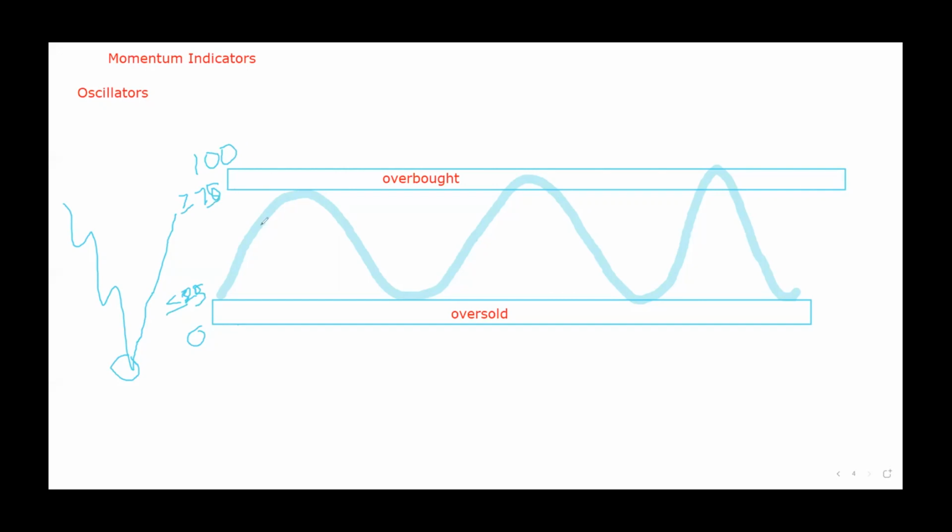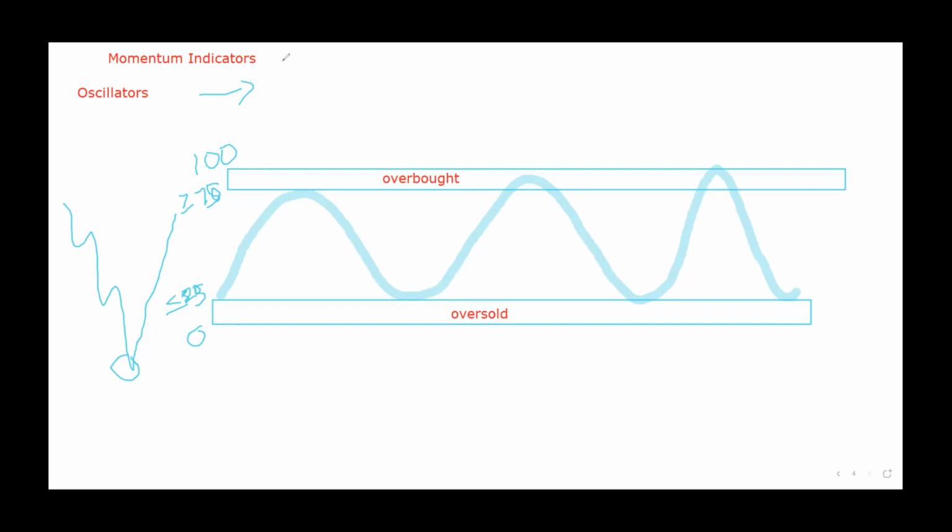75 or above overbought, 25 or below oversold. All right. Some use 80 and 20 for their overbought and oversold. Now, what are the numbers that I recommend? The numbers I recommend depend on what oscillator you're using, because these oscillators are faster than each other.